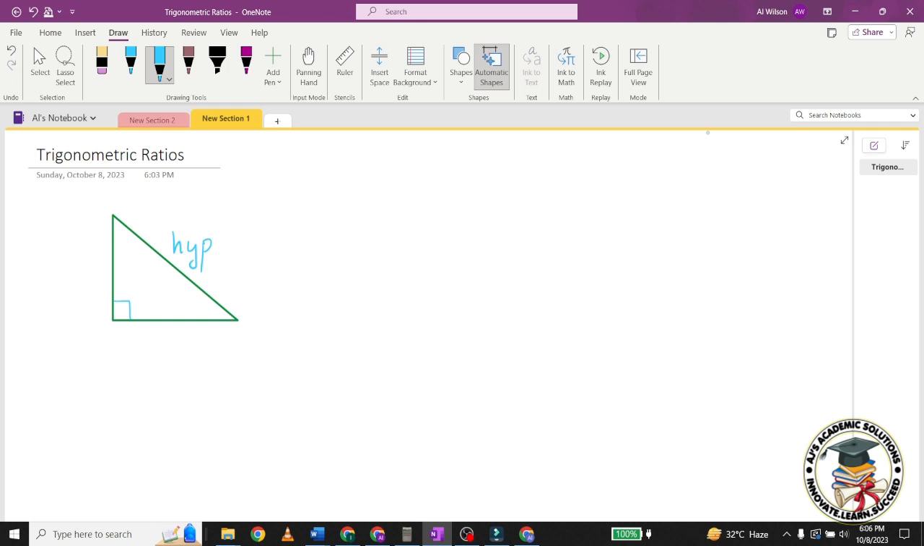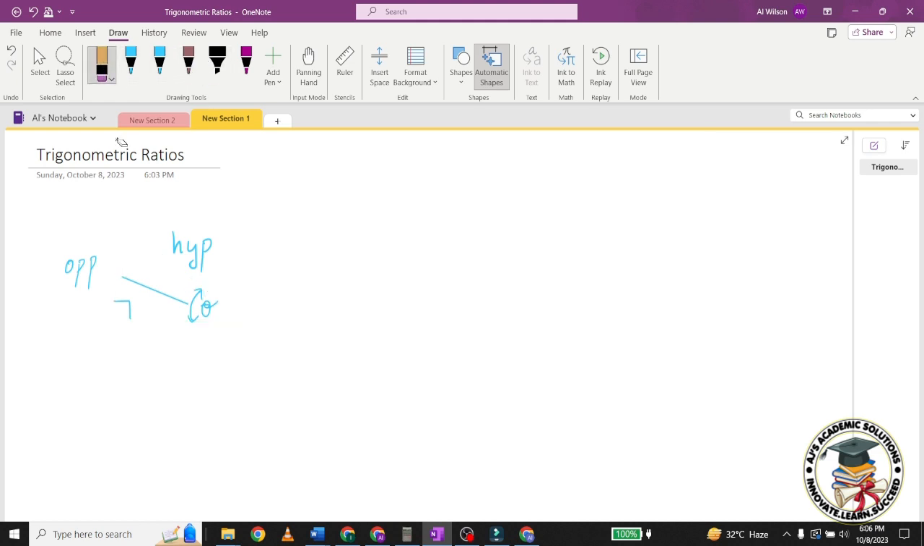Next, we need to focus on how we label the other two sides, which are the opposite and the adjacent. The issue most persons have with this is identifying which is which. Notice I just placed an angle here. The opposite is the opposite side of the angle. The opposite side of the angle is here. Therefore, this side is the opposite.